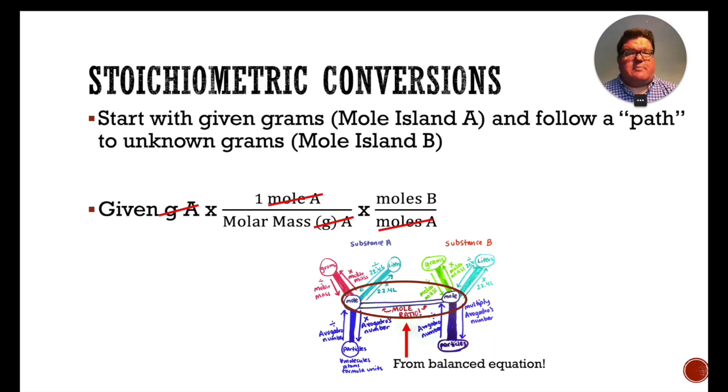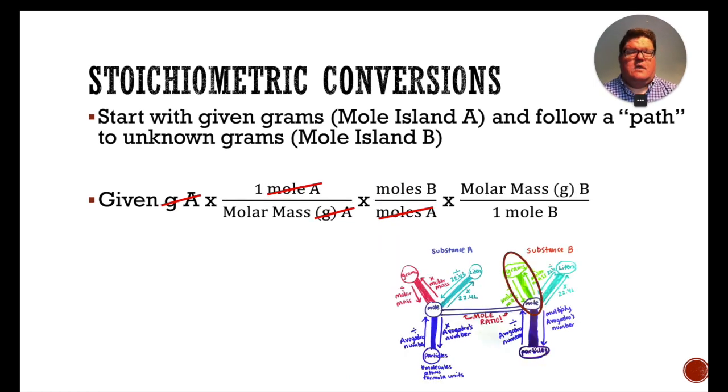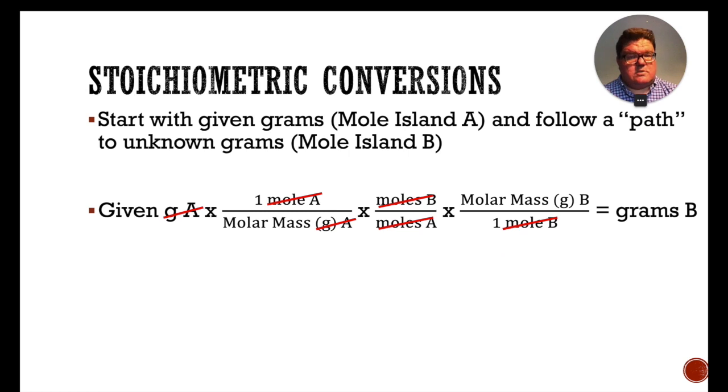But we don't want to stop here. We want to continue on to calculate grams of B. So we need to take one final step and convert using the molar mass of B, whatever that may be. Again, how this is set up, moles of B will cancel, and we will end up with the unit of grams of B. Then we would do the math, multiplying and dividing, to figure out the numerical answer.